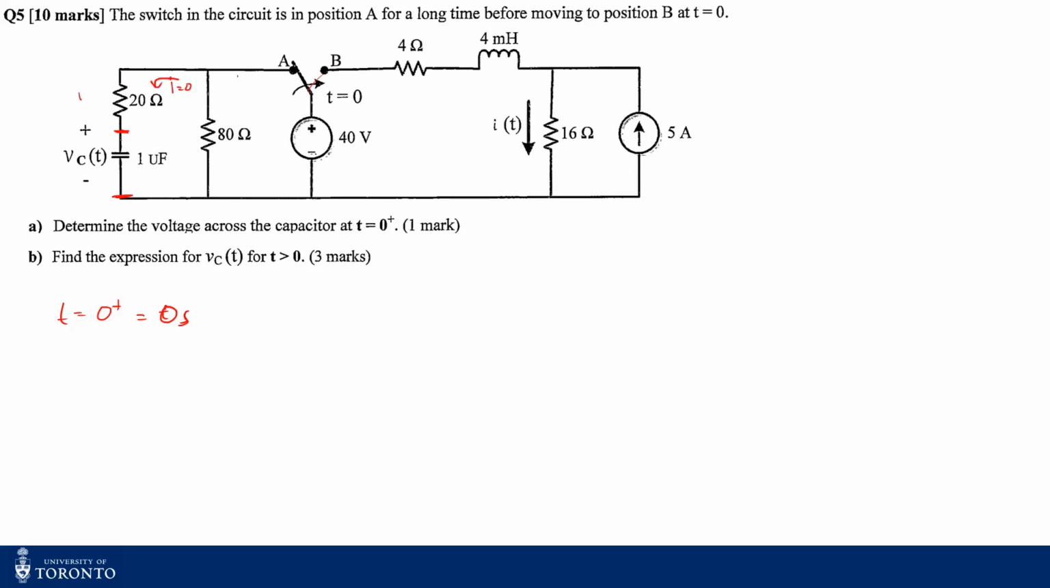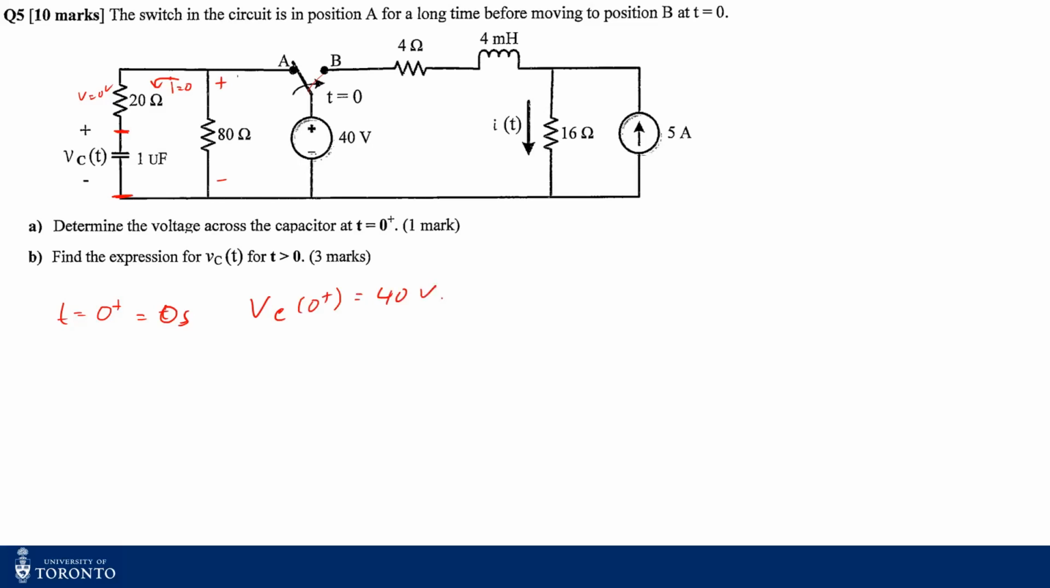So the voltage drop across the 20 ohms is 0 volt. So what's the voltage across the capacitor? VC is the same as the voltage across the 80 ohms, which is the same as 40 volts, right? Because they are in parallel. So your VC(t) at 0 plus is 40 volts.